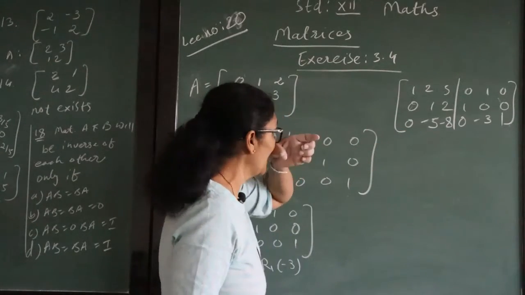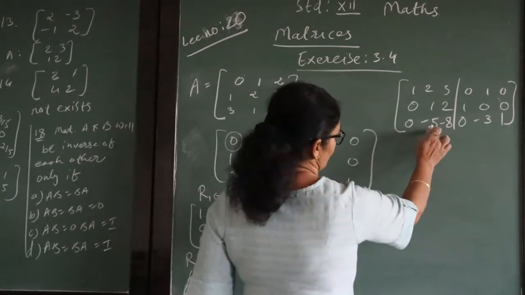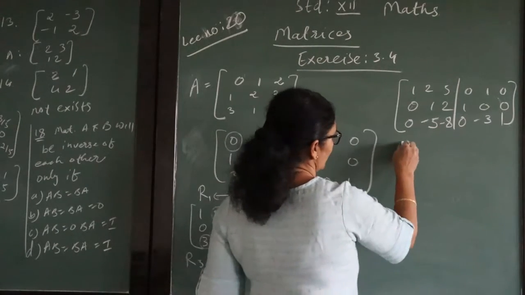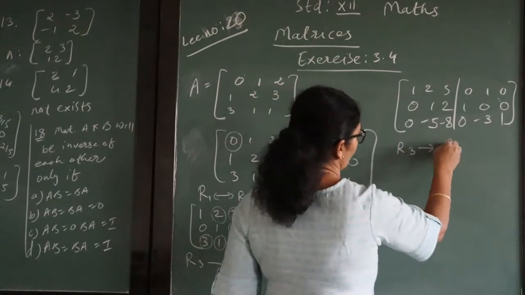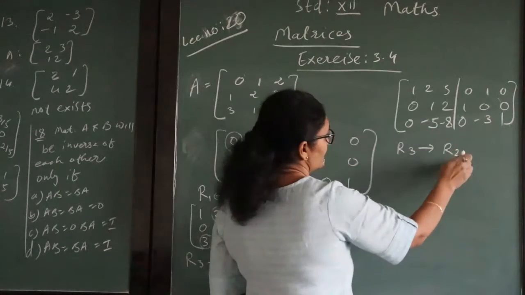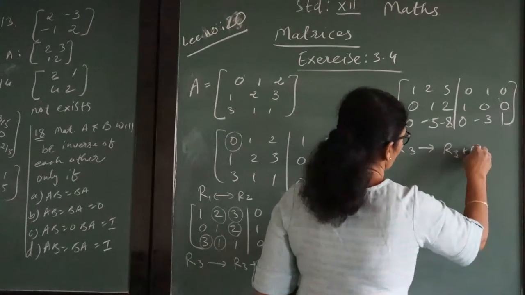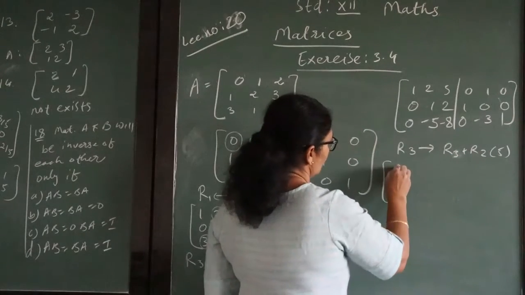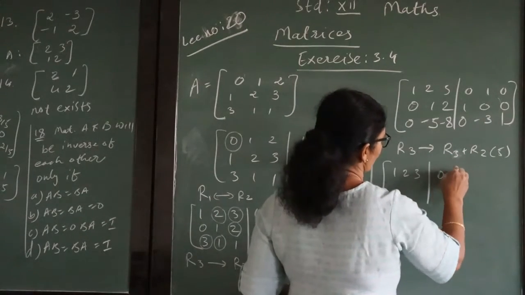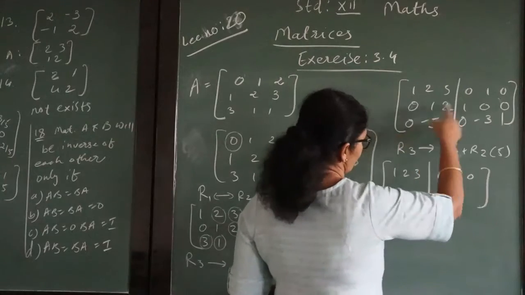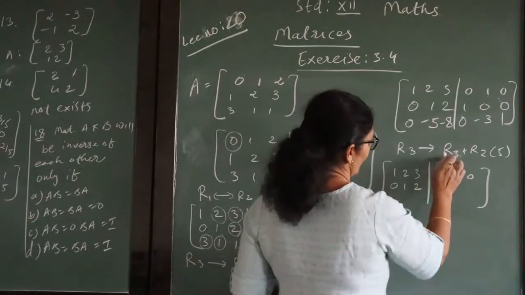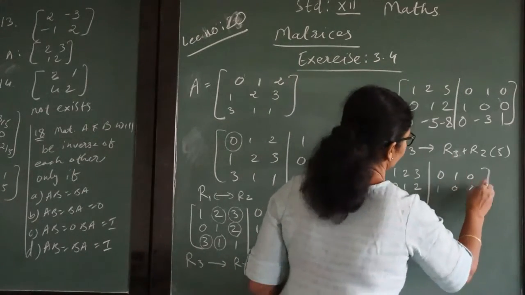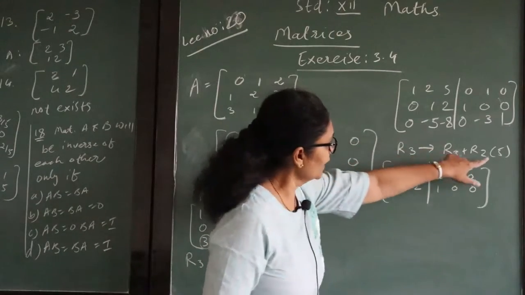Still what do we want? We don't want this 5 also. So what will we write? Now in the third row we multiply the second row by 5 and we add it in the third. So 1, 2, 3 as it is, 0, 1, 0 as it is. The second row we also write as it is because we are making the change in R3. Okay, let's start. Multiply with 5.